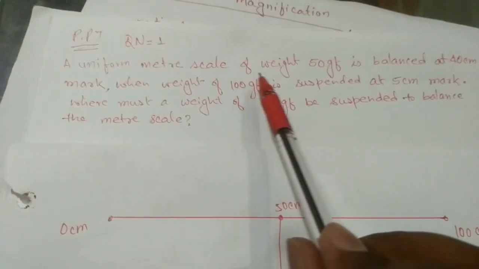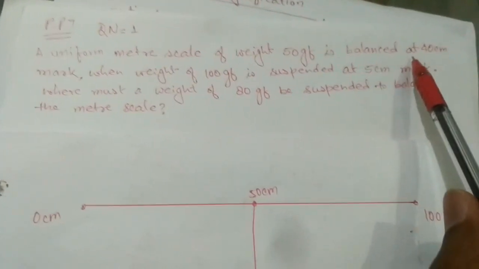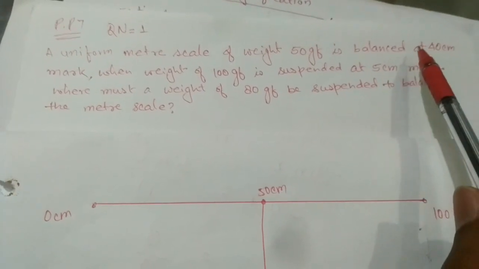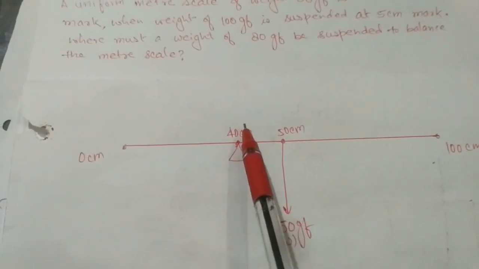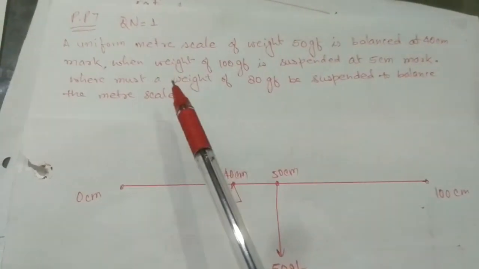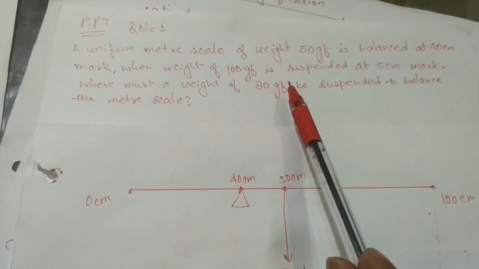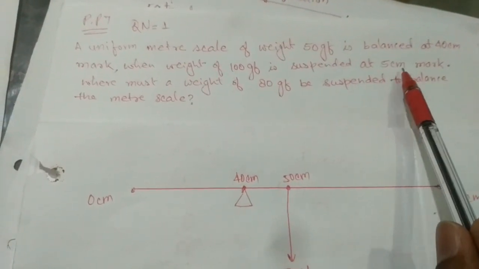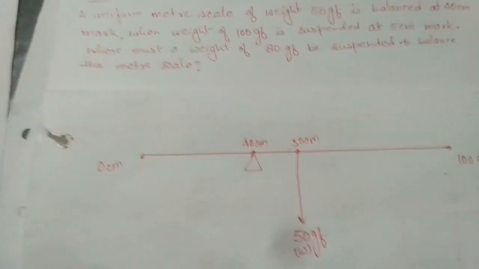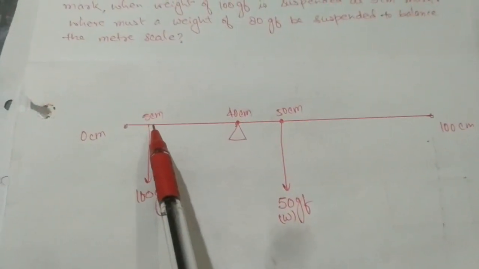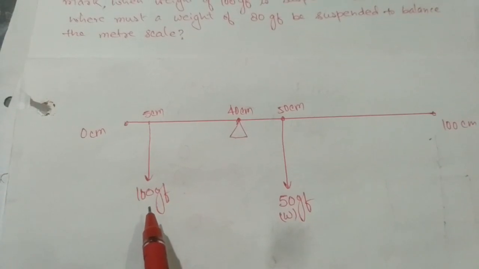See here, the meter scale of weight 50 gram force is balanced at 40 centimeter. This is balanced means the fulcrum is at 40 centimeter. Let's put it here at 40 centimeter. Now when the weight of 100 gram force is suspended at 5 centimeter, at the 5 centimeter mark I am going to suspend 100 gram force somewhere here, like this.